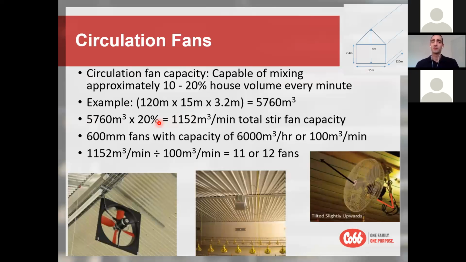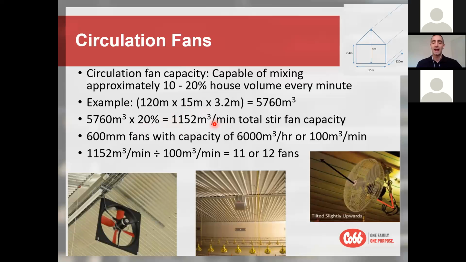Okay, so how should these be installed, or what capacity should you use? Basically, you want a circulation fan capacity of mixing approximately 10 to 20% of your house volume every minute. For example, if we've got a 120 meter long house that's 15 meters wide, with an average height of 3.2 meters, then we're looking at a house volume of 5,760 meters cubed. Let's say we want 20% stirring fan capacity, so we multiply by 20%. That's the amount of stirring fan capacity we should install in our houses.